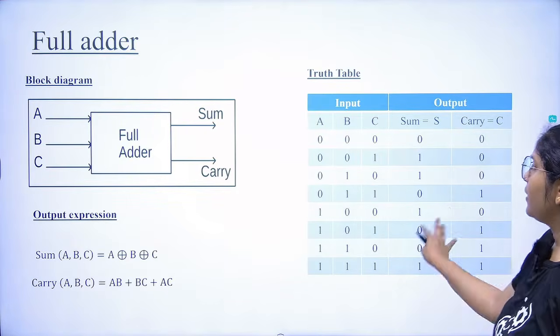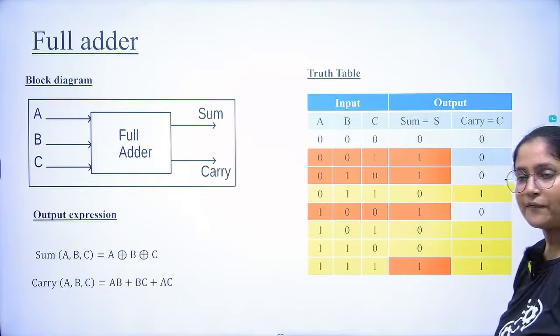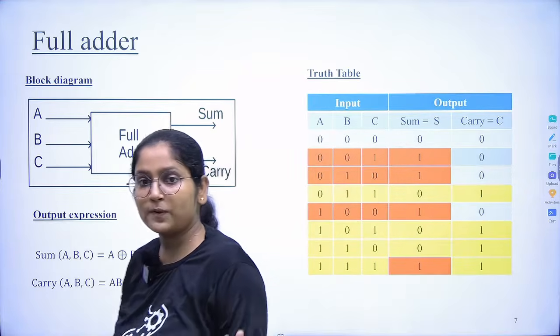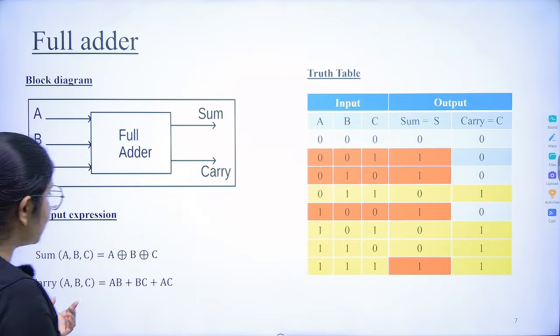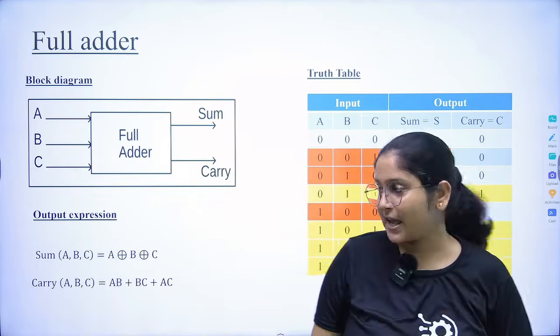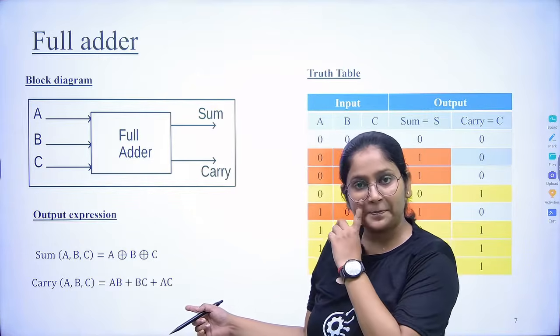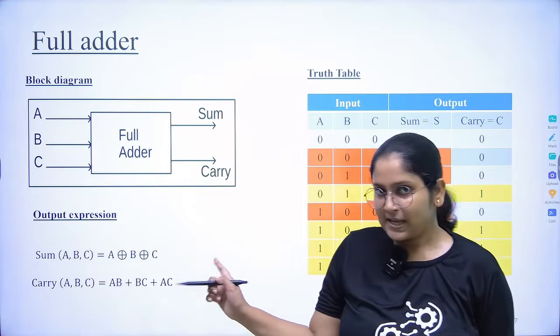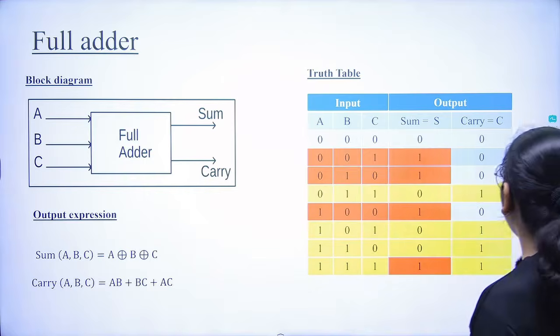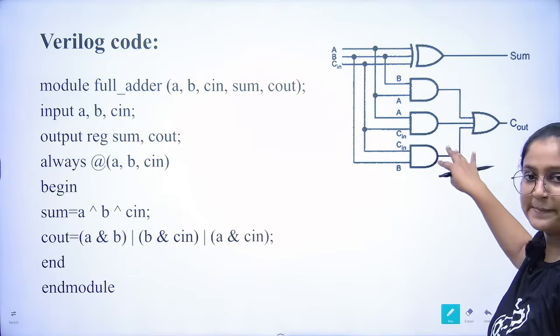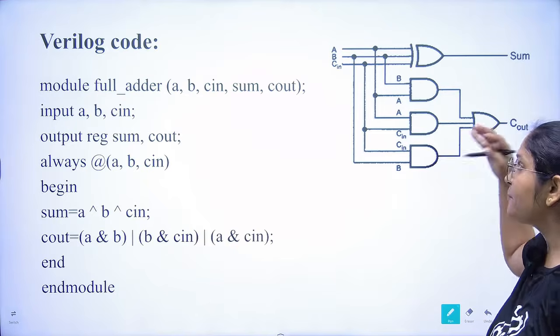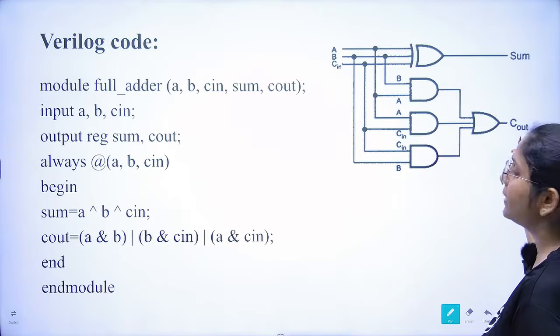Then you can see here the diagram of your full adder. I hope you are seeing this, and we have already discussed what full adders are, right? What is the expression for the full adder? You can see A XOR B XOR C, and the carry expression was AB plus BC plus AC. Now let's see how we'll write the code for this. This is the basic circuit diagram: A XOR B XOR C, and then here AB plus BC plus AC.